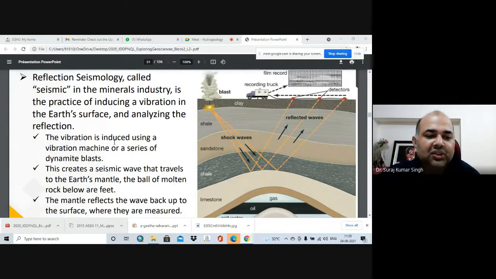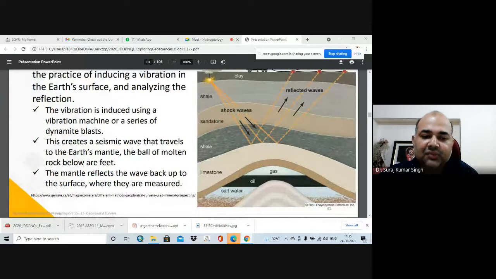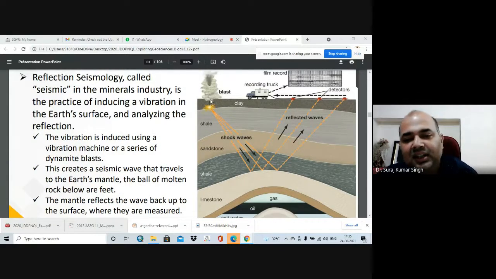So the vibration is induced using a vibration machine or a series of dynamic blasts. This creates a seismic wave that travels to the Earth's mantle, the ball of molten rock below, and finally the mantle reflects the wave back up to the surface where it is measured. So as I have already stated, this is the incident energy, and this you can say is the reflected energy. So the reflected energy will be recorded.